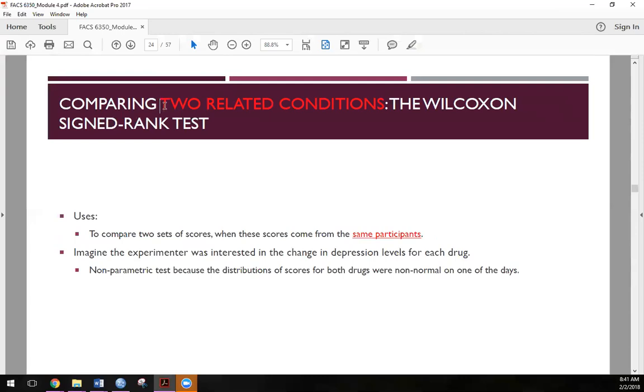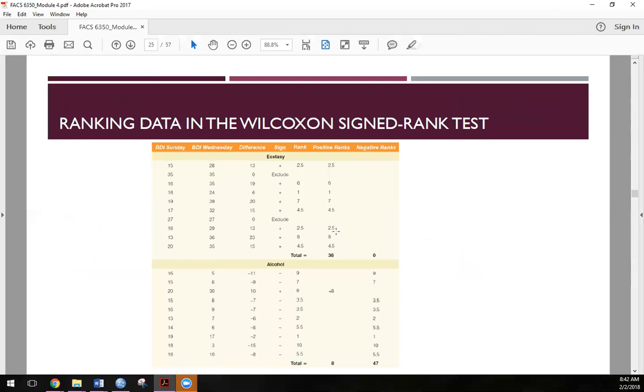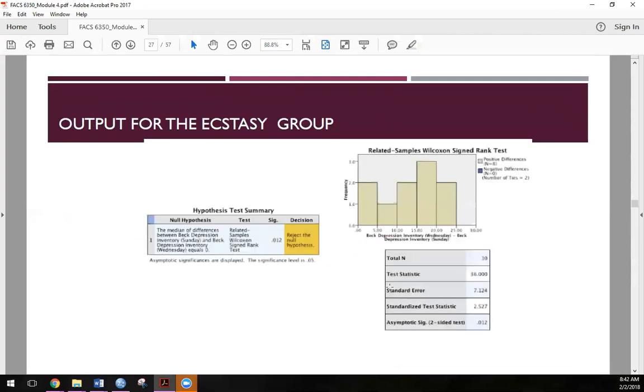So now when we want to look at two related conditions, the Wilcoxon signed-rank test is something that we can use. And so these come from the same participants. And again, this is so important for you to understand, that you have to use the right test for the right research question that you have. So if you're looking at between group differences, that's an independent sample. If you're looking at change over time or within group change, then that's a dependent sample, related conditions. And so this is more information from the ecstasy and alcohol group and showing you how to run that analysis.